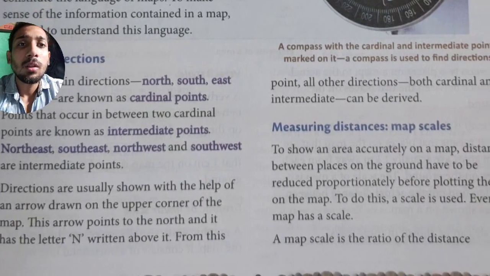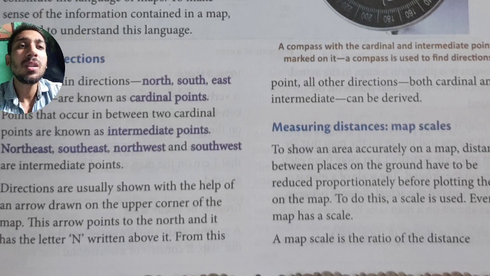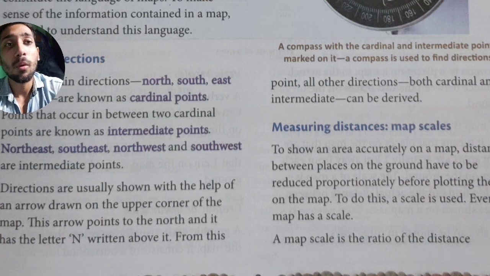Directions are usually shown with the help of an arrow drawn on the upper corner of the map. I'll show it on the map. There is an arrow pointed toward the north side, which is written with a capital letter N. This signifies where the north side is, whether on the upside, right side or left side, so that you can read the map very carefully and properly.